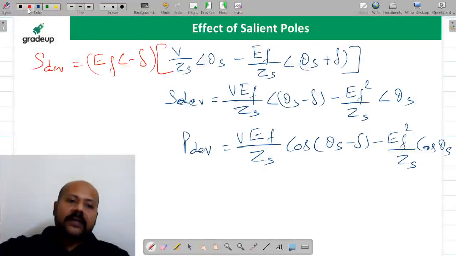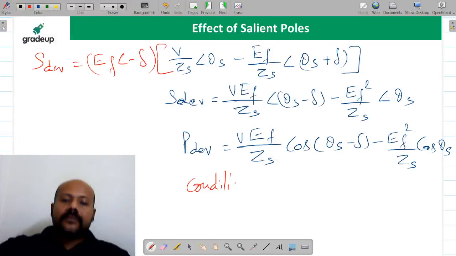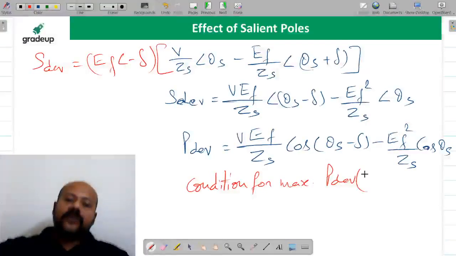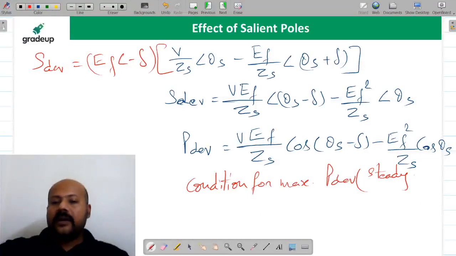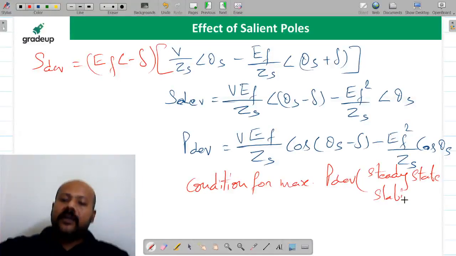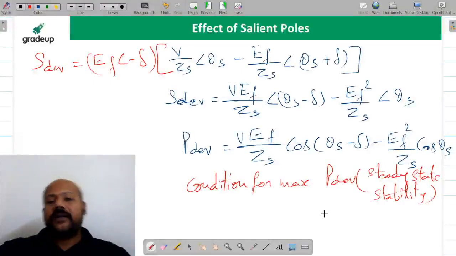Now if somebody asks you, what is the condition for maximum value of the developed power? So it is going to be what? It is going to be steady state stability limit. You must have read this thing in power system. If not, then you please try to understand. Steady state stability limit will be given by the maximum developed power condition.